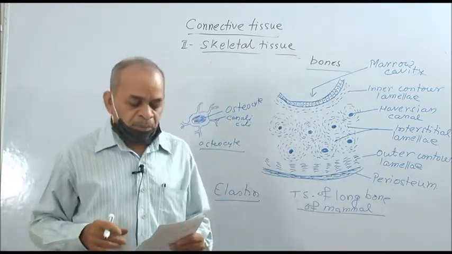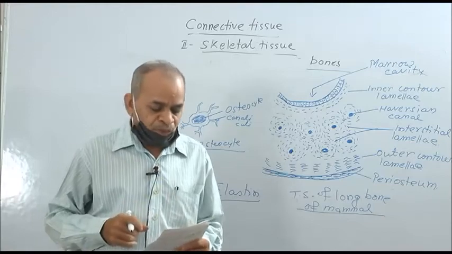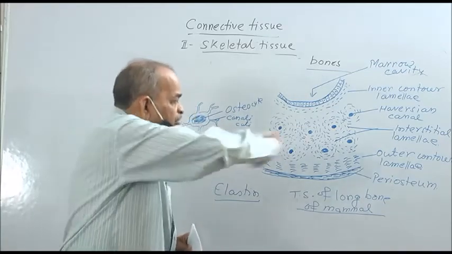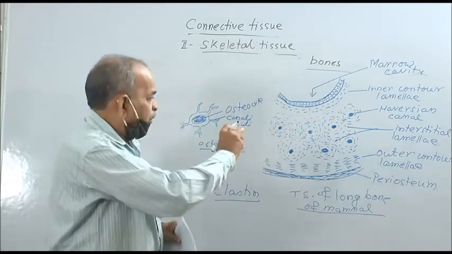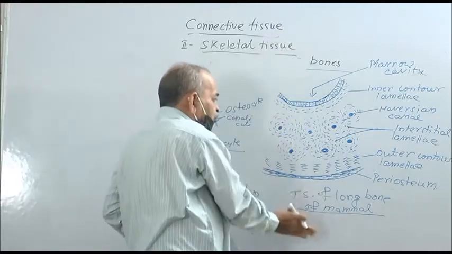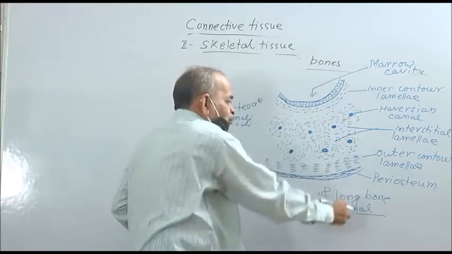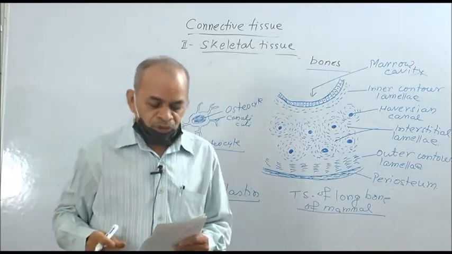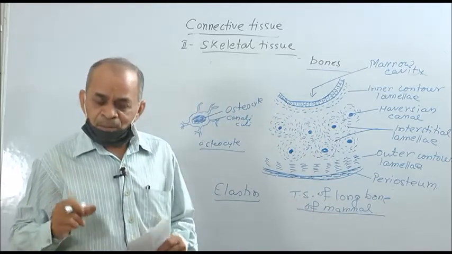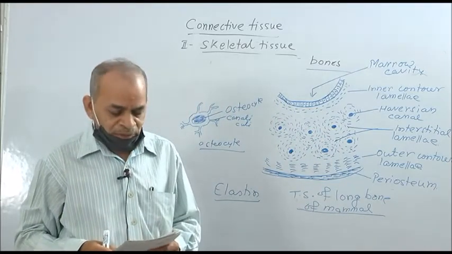So a number of longitudinal canals are present because this is a transverse section. A number of longitudinal canals are present in the mammalian bones called Haversian canals.